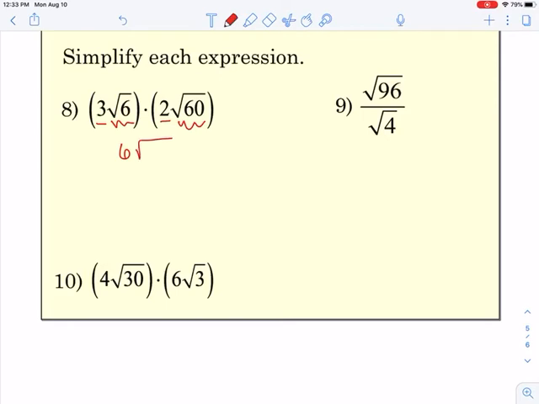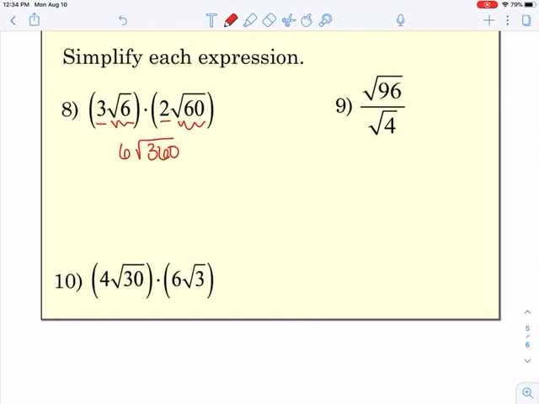And that's going to give me an answer of 360. Again, I haven't taken the square root of anything. So again, it's just going to stay underneath that square root symbol. So 6 radical 360 is my answer so far. But now I need to go and simplify that if I can.